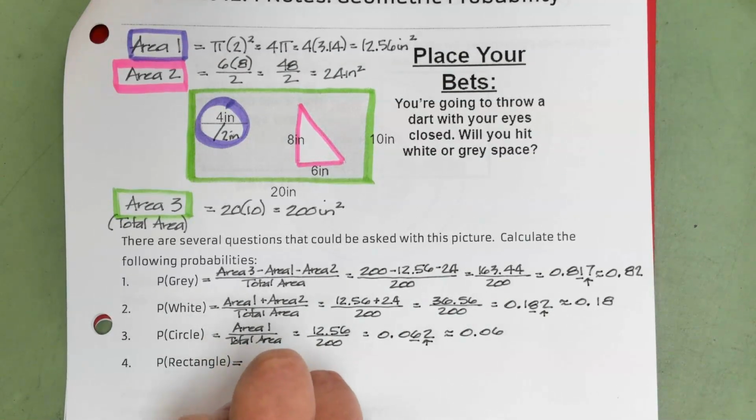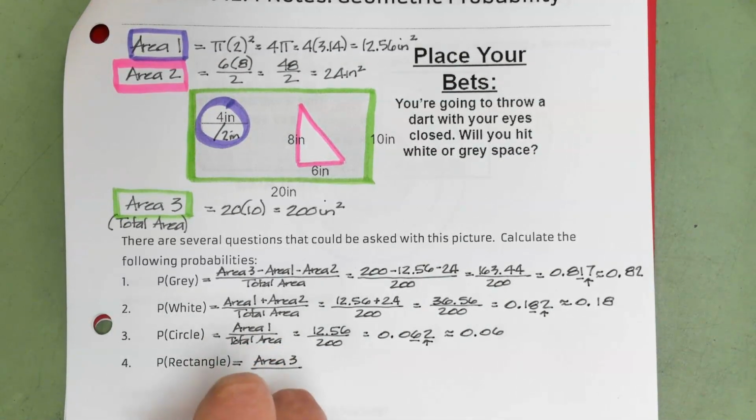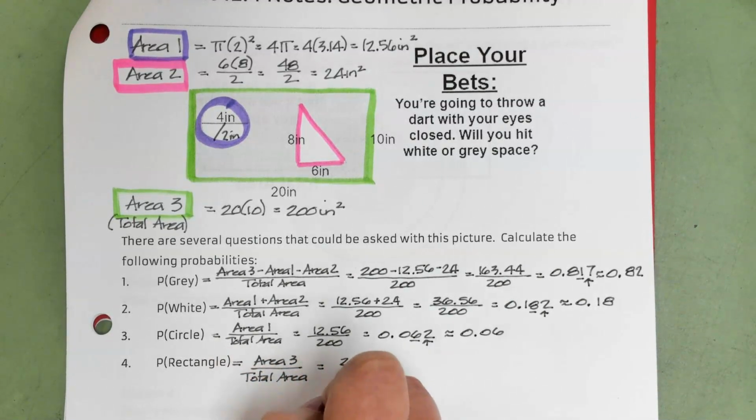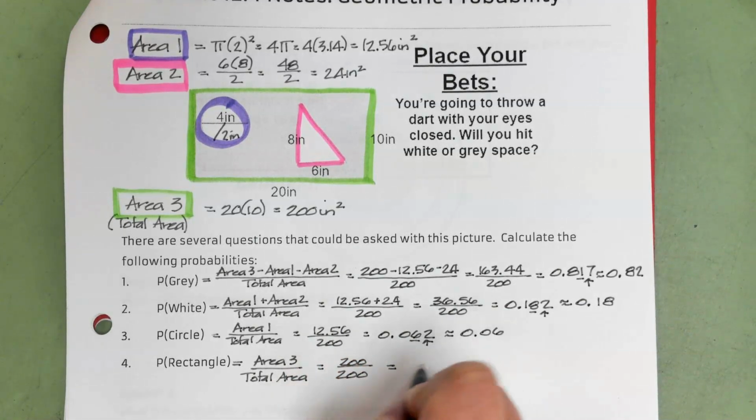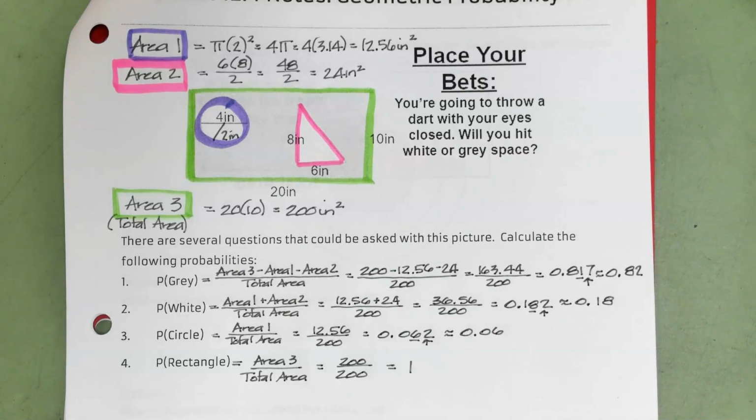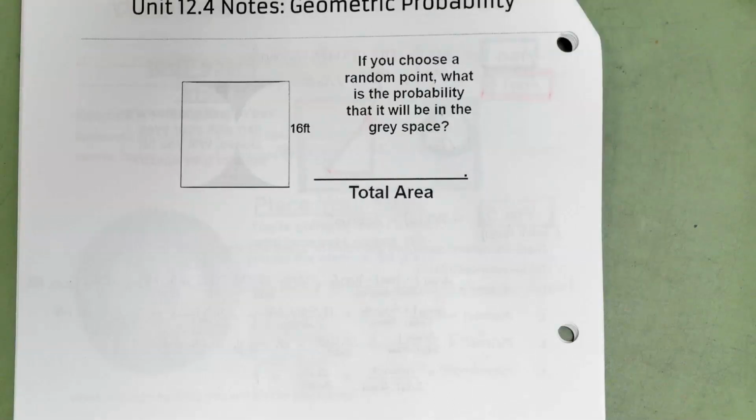And last, what is the probability that you'll hit the rectangle? Well, the rectangle is area 3 over the total area. So you have 200 divided by 200. So the probability of hitting in the rectangle itself is 1. It is a certain event that your dart would land in the rectangle.